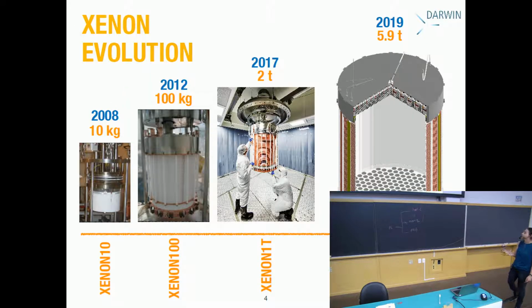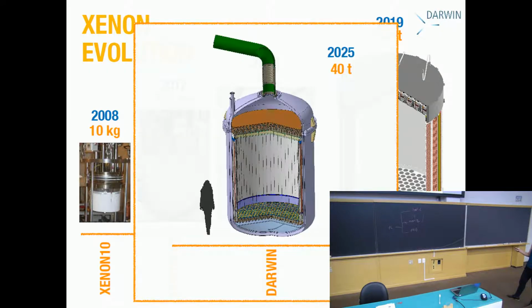And yes, this is the evolution. We started with XENON10 in 2008, with 10 kilograms; XENON100 in 2012, with 100 kilograms in the active target; XENON1T, that has approximately 2 tons on the target; and the next step will be XENONnT, that will have approximately this as an active target. In 2019, that is next year, it will be commissioned. And for 2025, what we will have is DARWIN, which will count with 40 tons of liquid xenon as an active target.